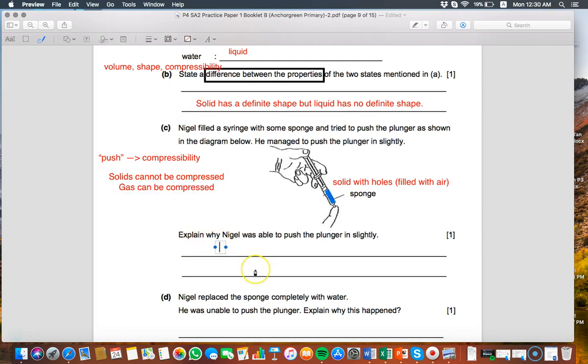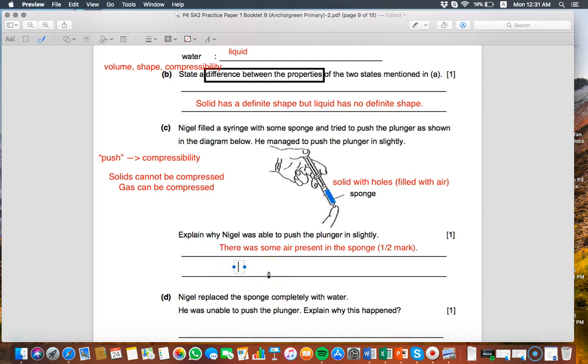So explain why Nigel is able to push the plunger in slightly. We must mention the air present in the sponge. There was some air present in the sponge, and that would be half a mark. Now, this is just half a mark. How do we get the other half a mark?